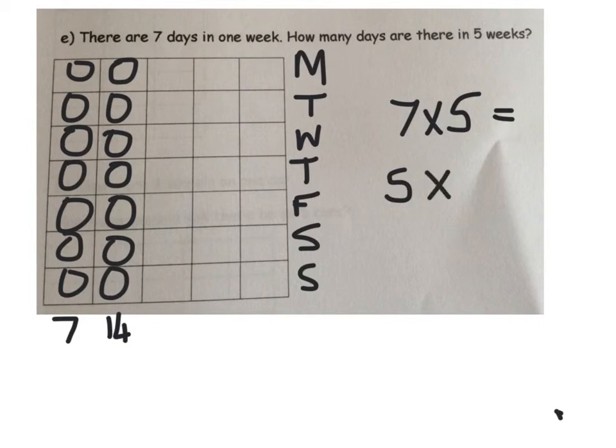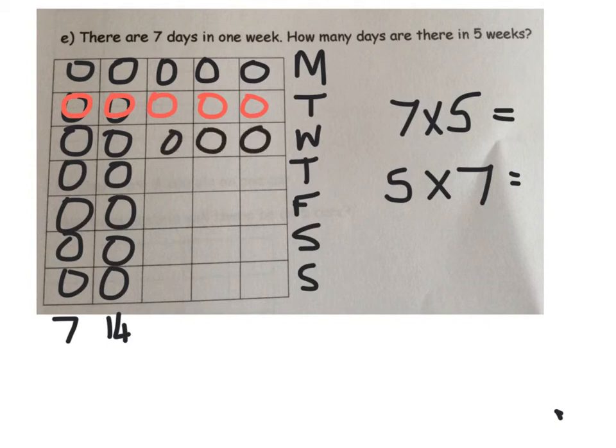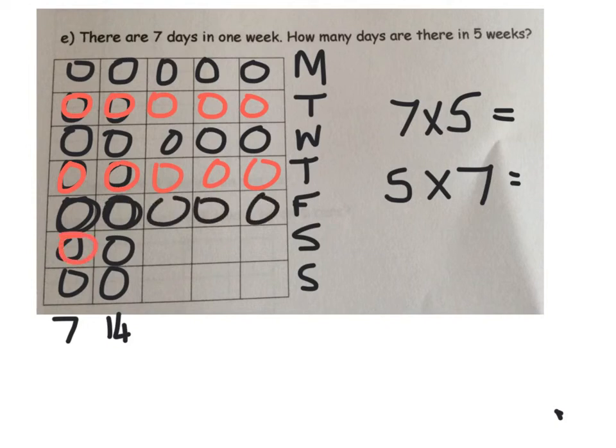same value as doing 5 7 times, because in 5 weeks, you'll have 5 lots of Monday, like that, and then you'll have 5 lots of Tuesdays, and you'll have 5 lots of Wednesdays, then you'll have 5 lots of Thursdays, 5 lots of Friday, 5 lots of Saturday, and 5 lots of Sunday in 5 weeks.